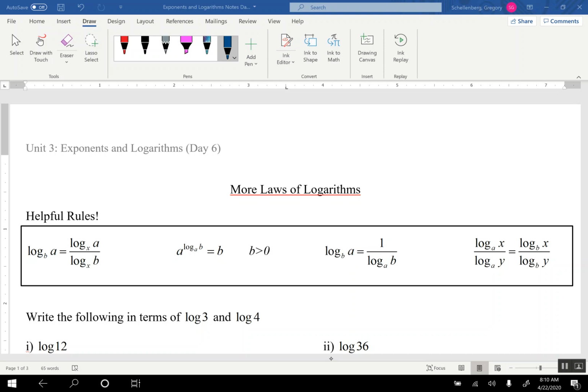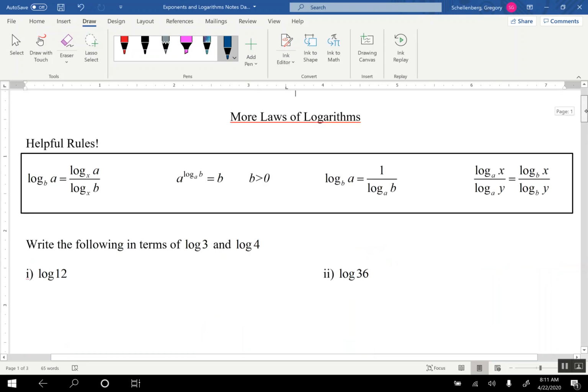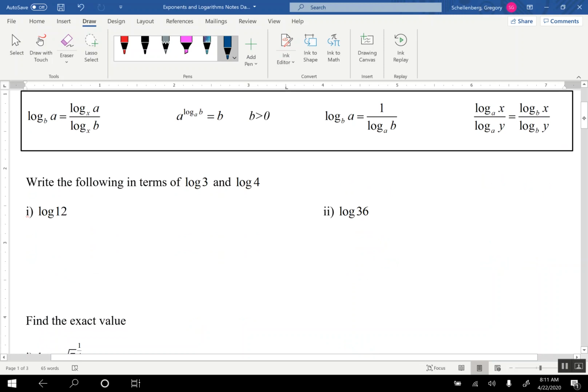All right, here we go with Exponents and Logarithms Day 6, and we're going to look at our log laws a little bit more today. And you'll notice a box at the top here full of helpful rules. So these are things that we will see again and again, and rather than us doing maybe all the math to get to a solution, we can remember one of these rules and we can take some shortcuts.